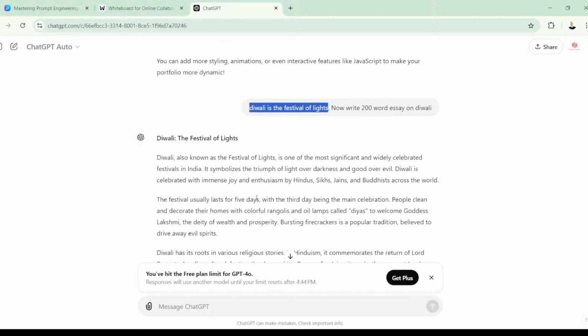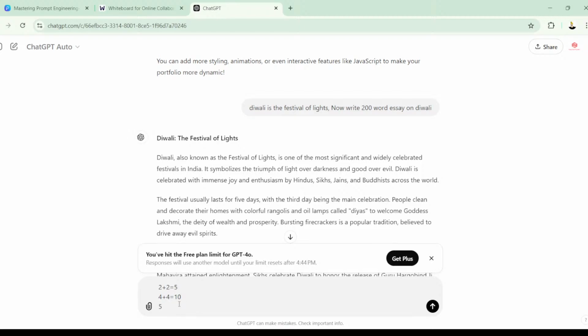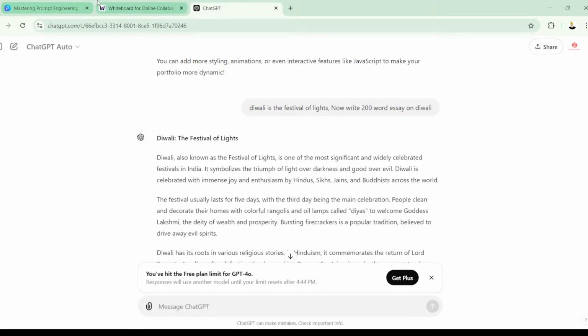This type of prompt would be used mostly while solving a mathematical problem or a puzzle, where you will provide examples. I'm sure in your childhood you must have played some puzzles like this. If 2 plus 2 equals 5, and 4 plus 4 equals 10, what is 5 plus 5? So here I have given two examples, then I have asked the question. So this is also an example of few shot prompting.